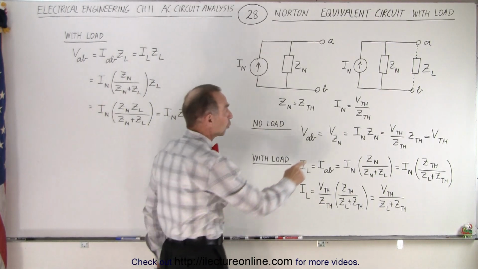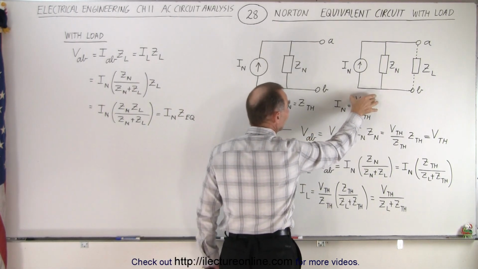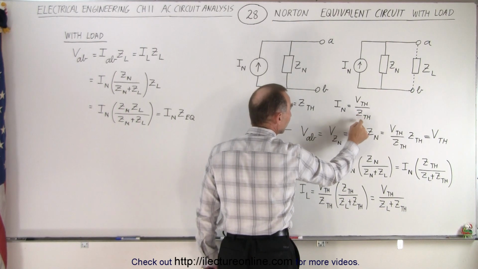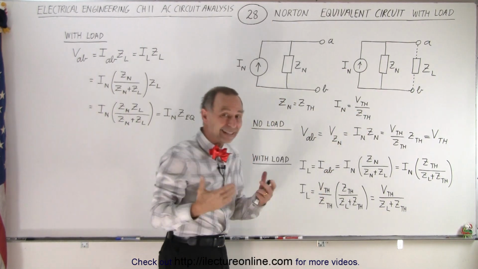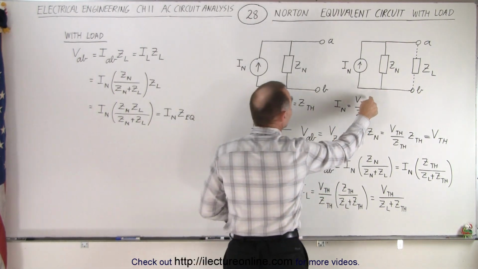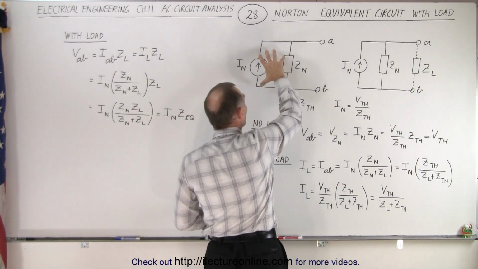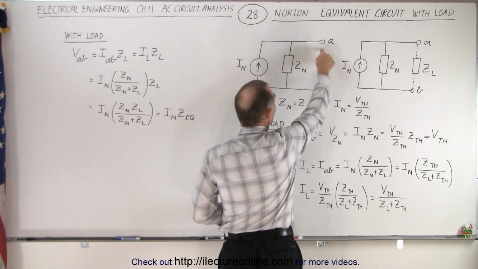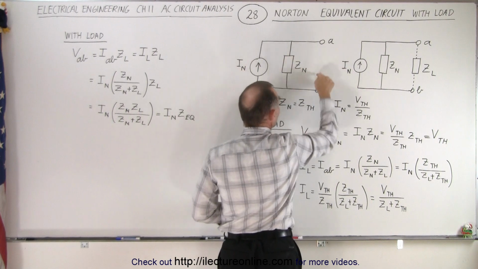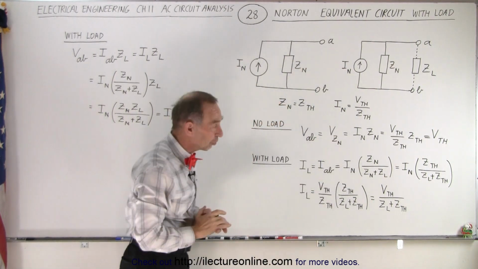To find the Norton current, we find the Thevenin voltage and divide it by the Thevenin impedance. We already know how to find the Thevenin impedance. To find the Thevenin voltage, we restore all the sources, and then we calculate the voltage across the terminals from A to B. That becomes the Thevenin voltage.